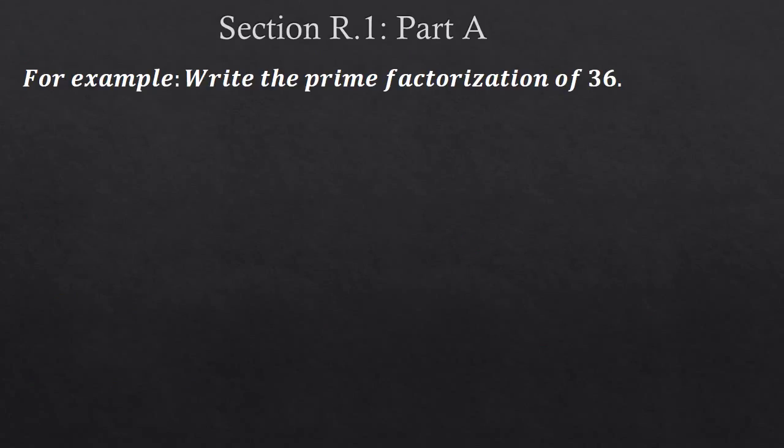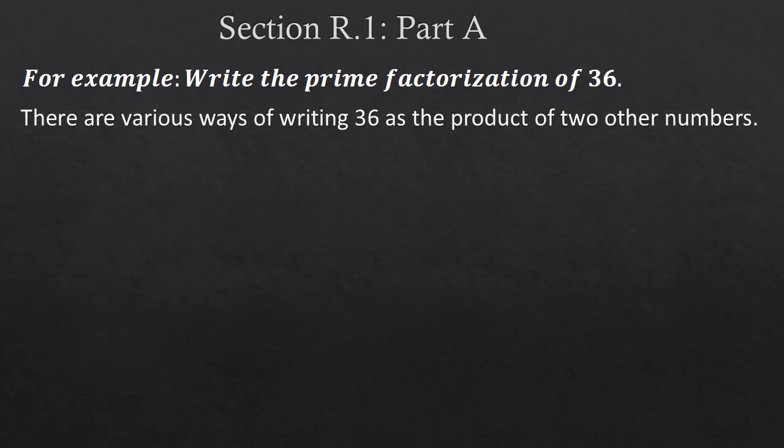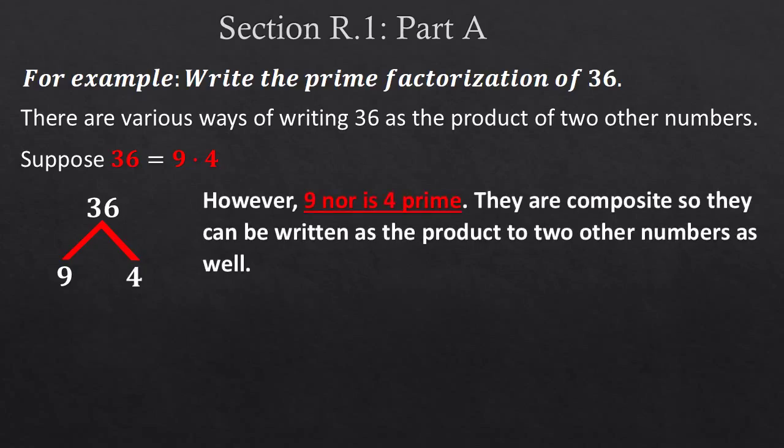For example, write the prime factorization of the number 36. There are various ways of writing 36 as the product of two numbers. Suppose 36 equals 9 times 4. However, neither 9 nor 4 is prime. They are composite, so they can be written as the product of two other numbers as well.